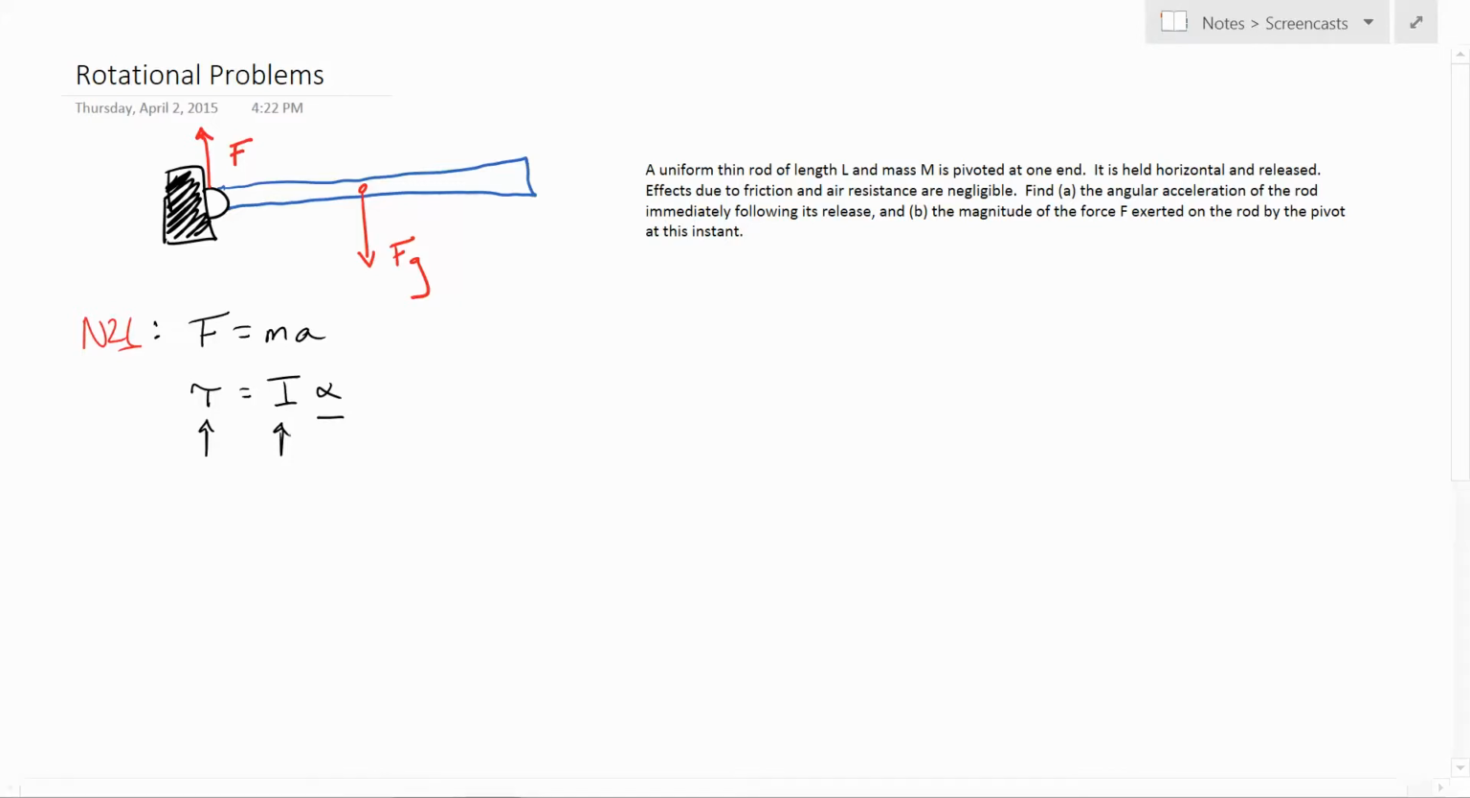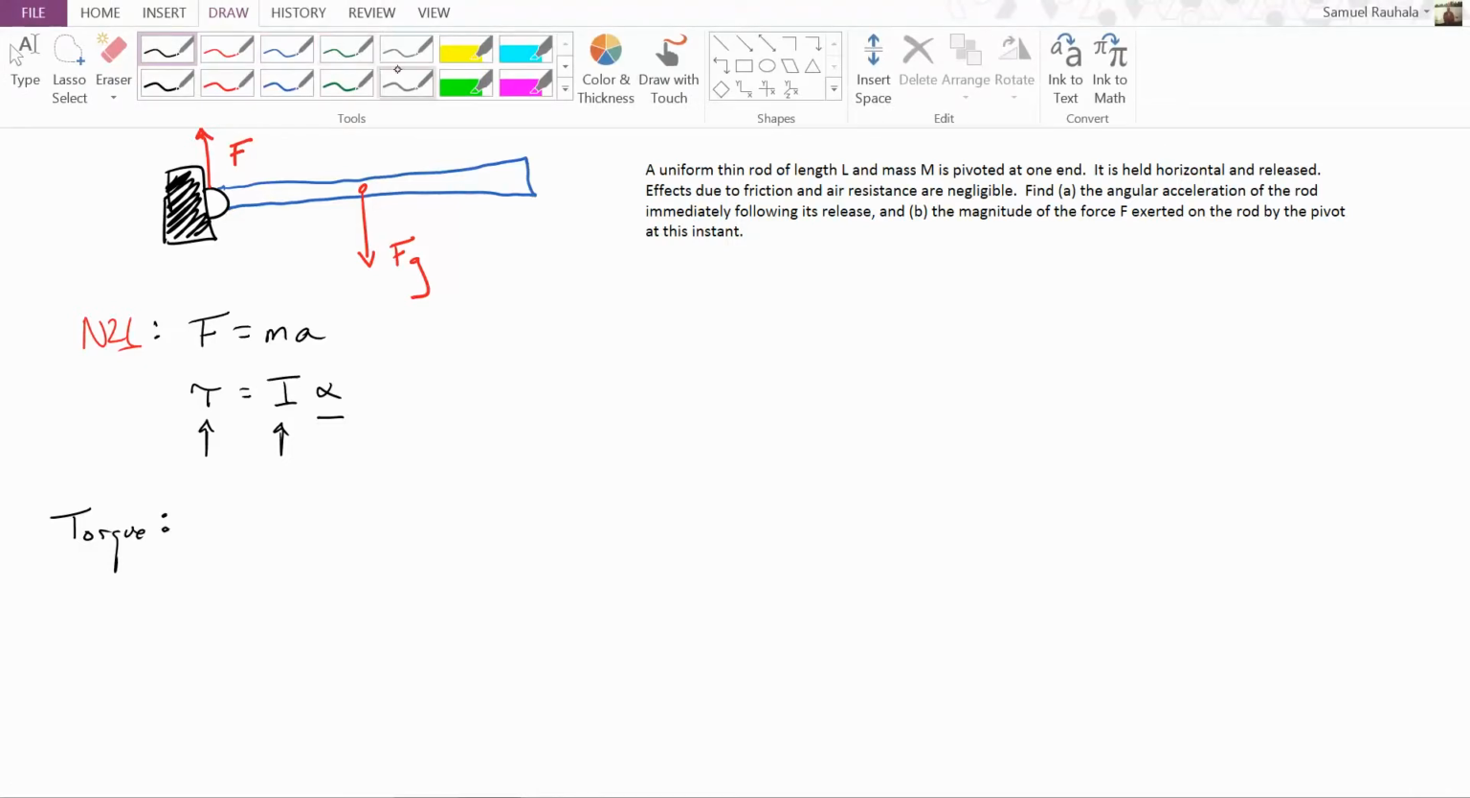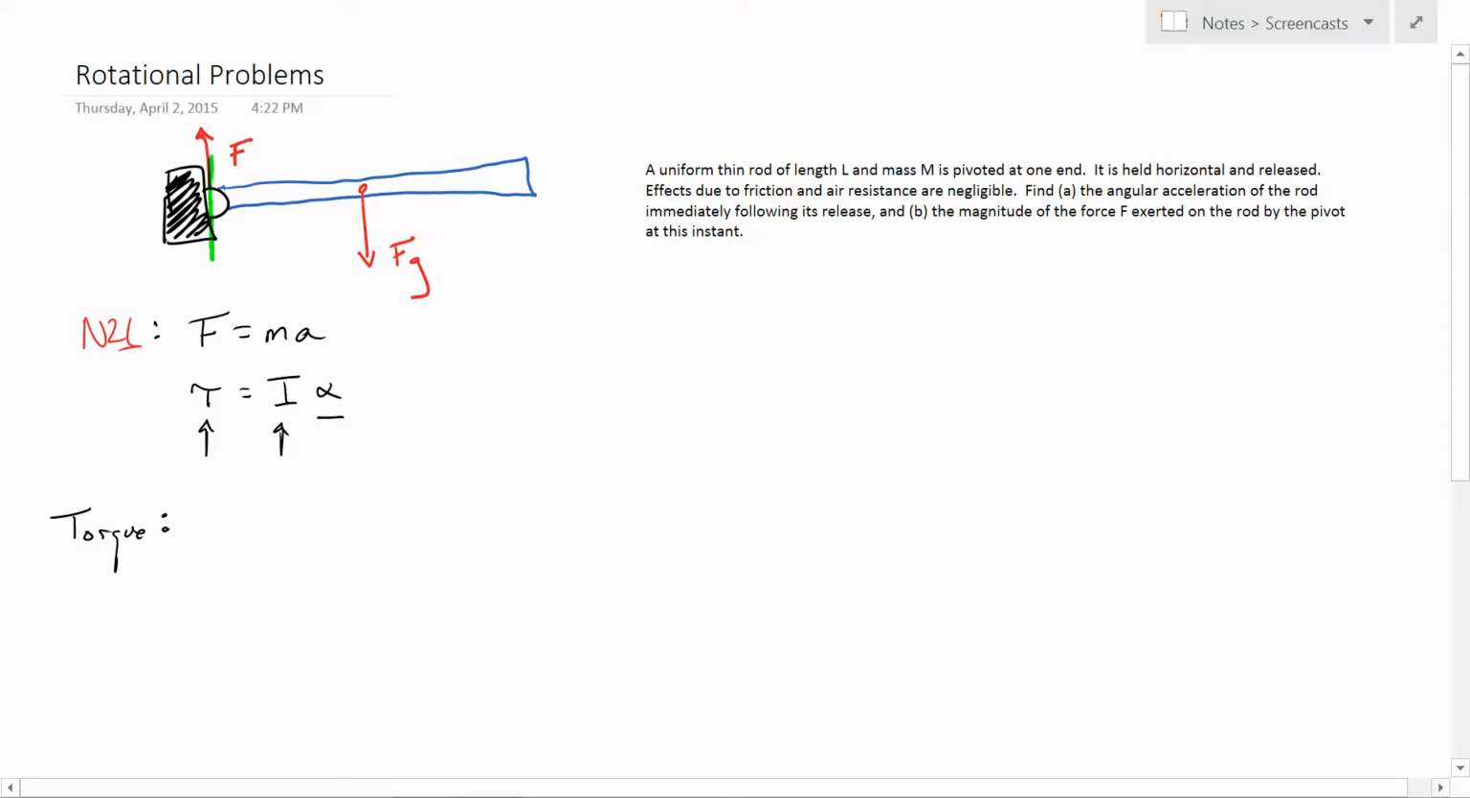Now, let's do the torque first. Whenever we're doing this, either of these, we need to identify an axis. This is going to be rotating about an axis through this pivot. So if that's the axis about which I am rotating, I have two options for torque. I can have a torque from F, and I can have a torque from FG.